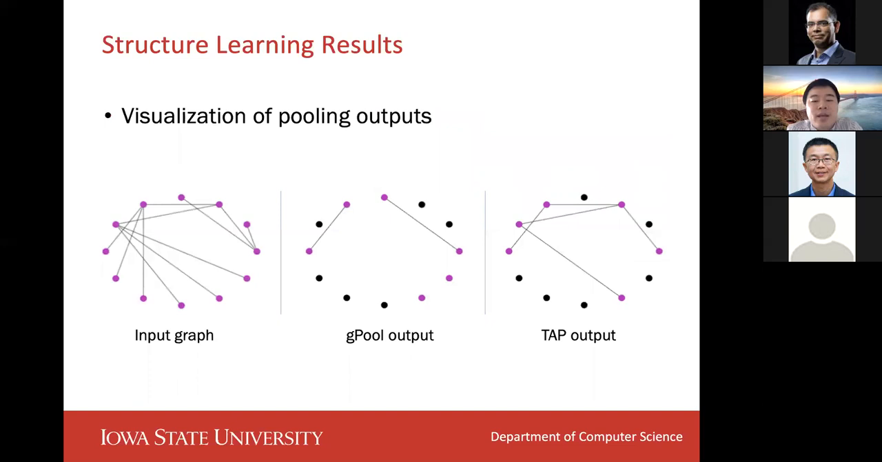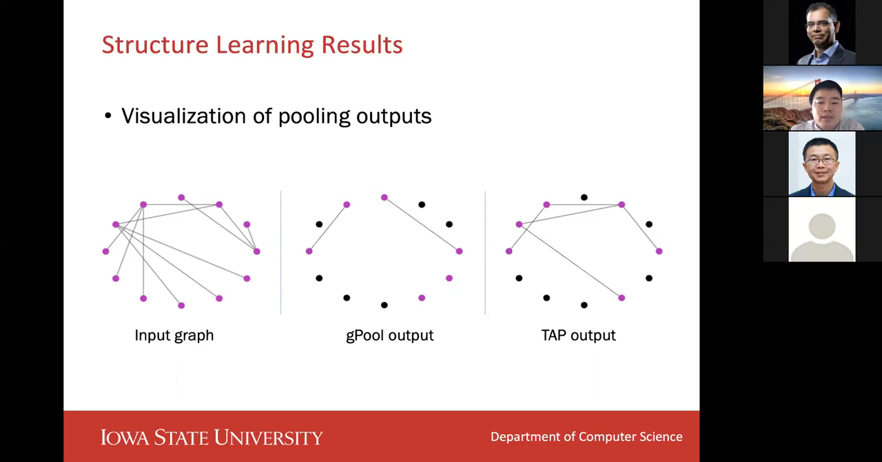So here we want to compare our graph pooling and the topology aware pooling by visualizing the graph structures of their outputs. Given an input graph, both pooling layers will select 6 nodes to form a new graph. From the output, we can clearly see that the output graph of the topology aware pooling has better connectivity and retains more of the original graph structure. So this also explains why the topology aware pooling has much better performance than the graph pooling layer.